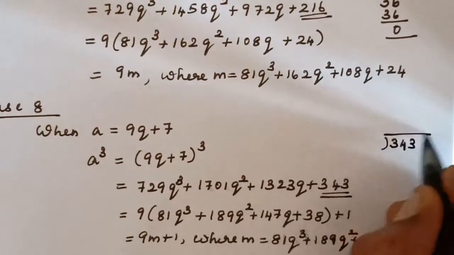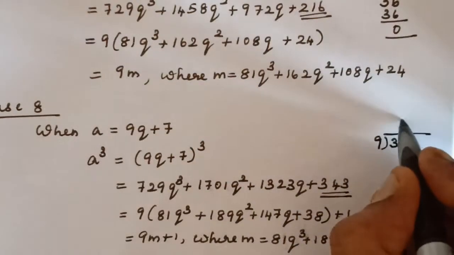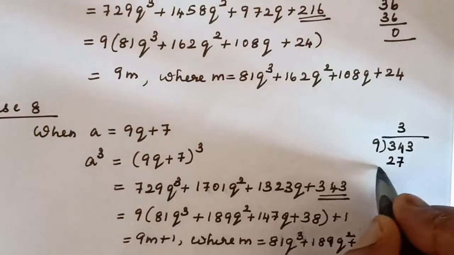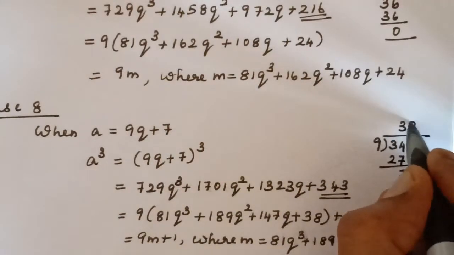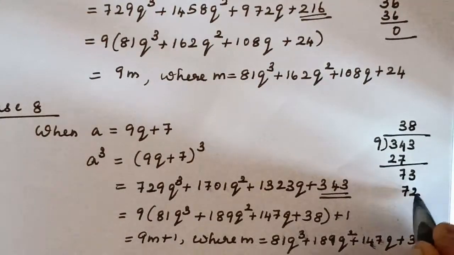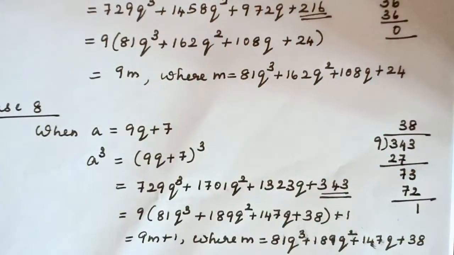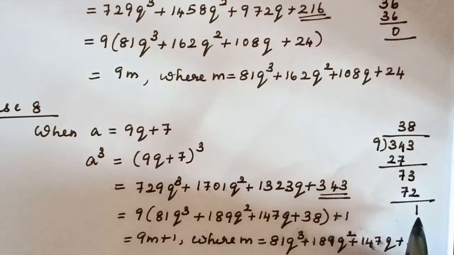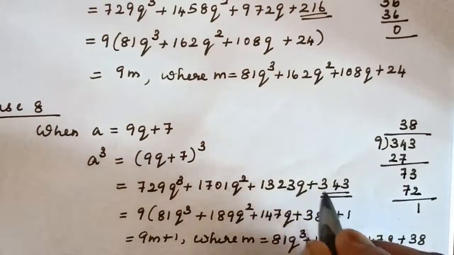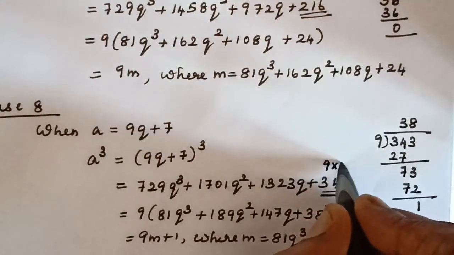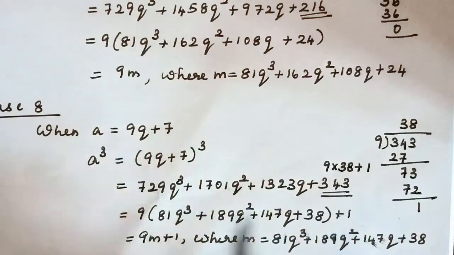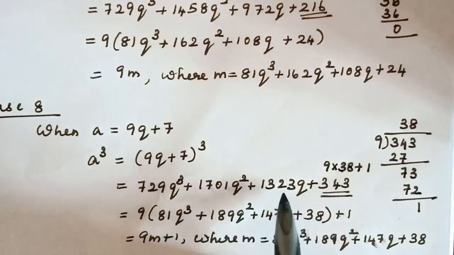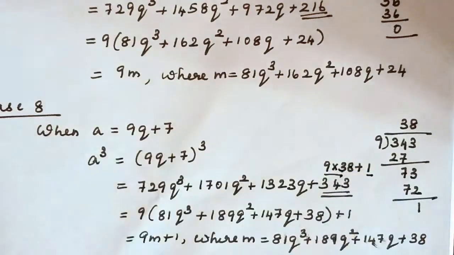343 divided by 9, 3 times it is 27. When you subtract, you will get 7. Bring this 3 down, 73. 8 times it is 72 and the remainder is 1. So this 343 we have to split since the remainder is non-zero. So we can write it as 9 into 38 plus the remainder 1. So how many terms are there here? 5 terms. First one, second one, third one, this is the fourth one and this is the fifth one.